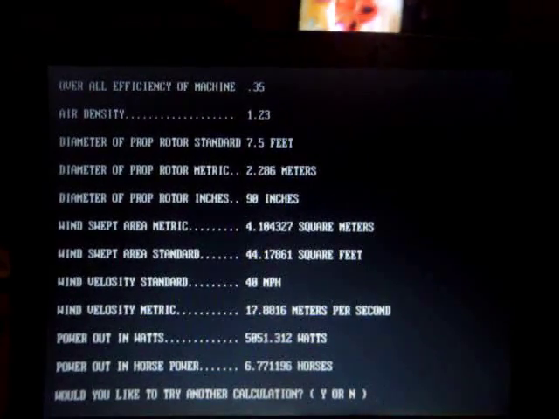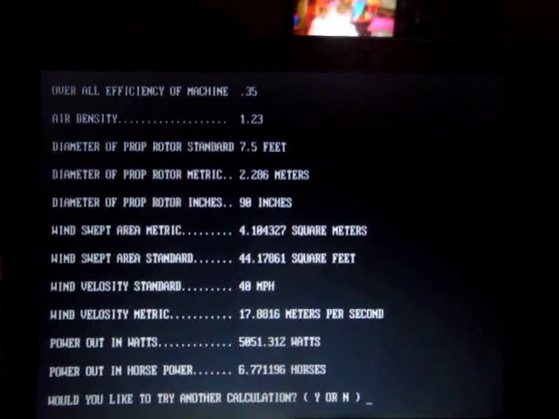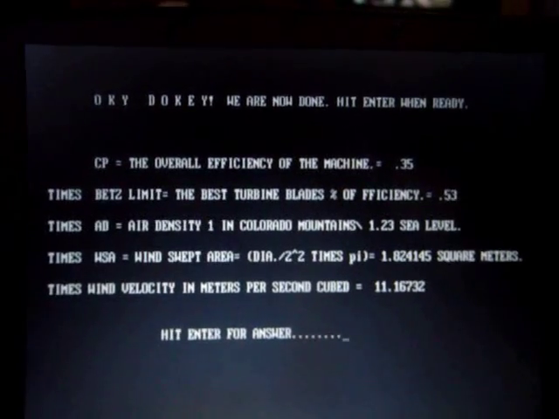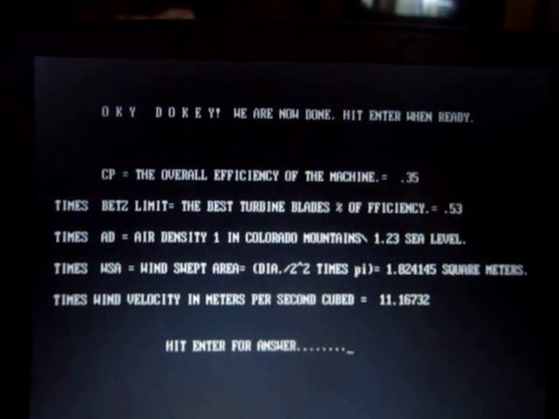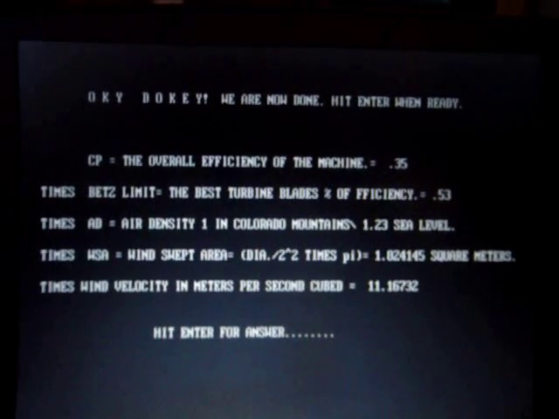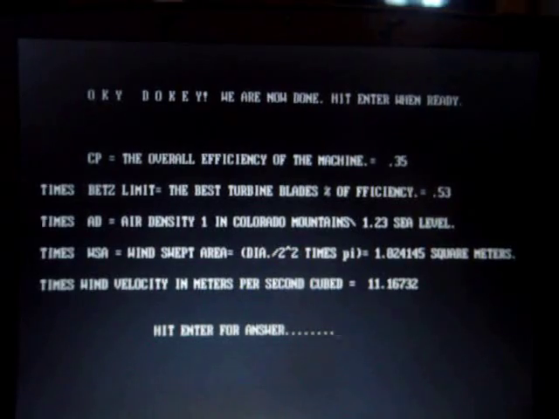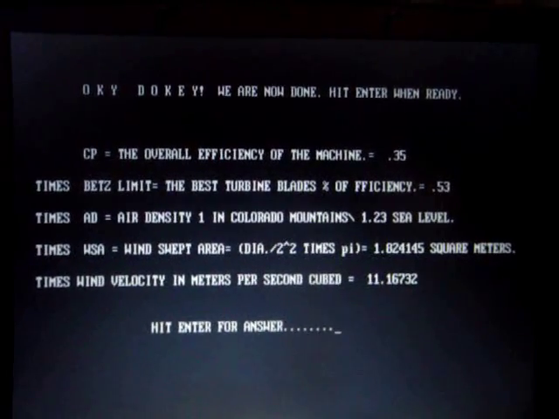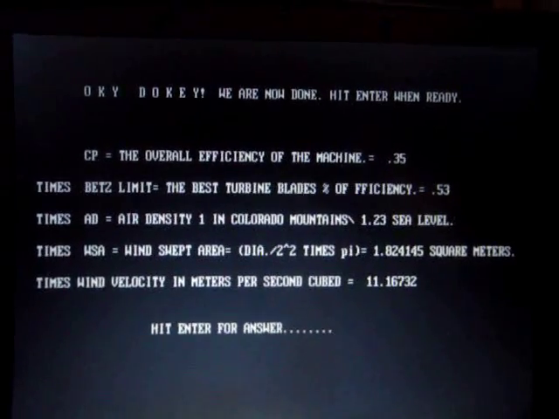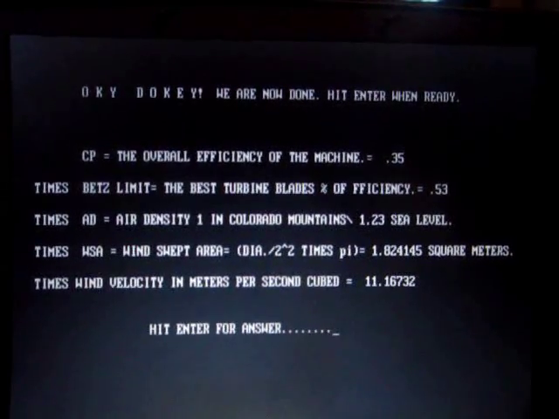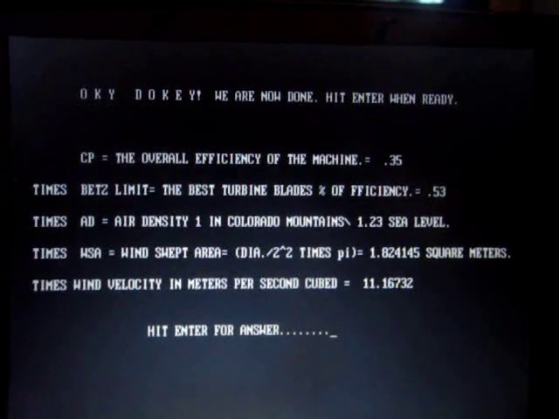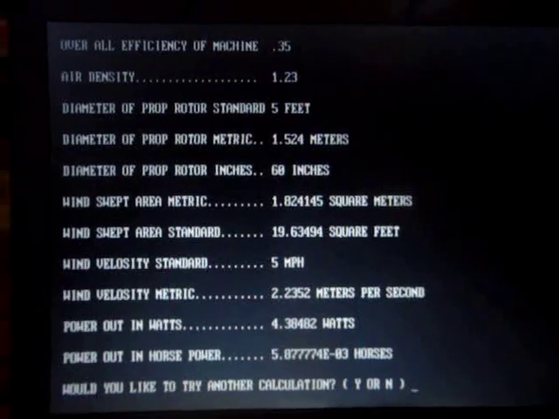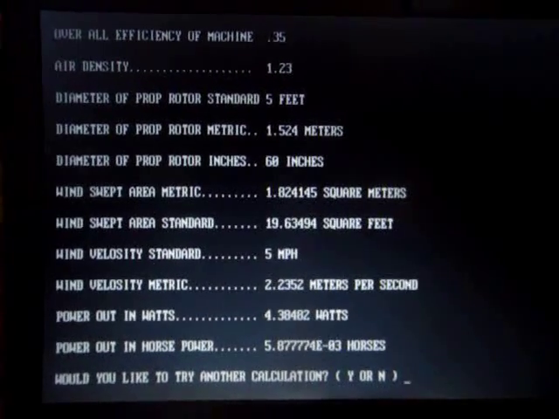And if I showed you a 5-foot prop and a 10-foot prop and a 10 and 20 mile an hour wind, you'd have the rest. I want you to get a good shot of this screen here. This explains a little bit, and actually it's the formula with the explanation for each of the terms. Next I'm going to show you all the, okay, this is for 5 miles per hour with a 5-foot prop.